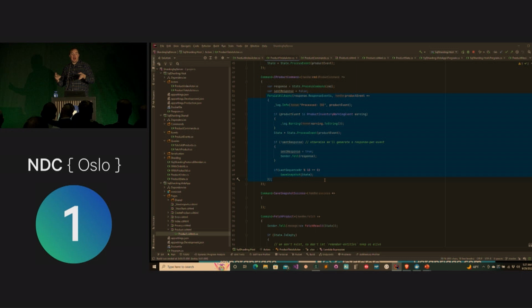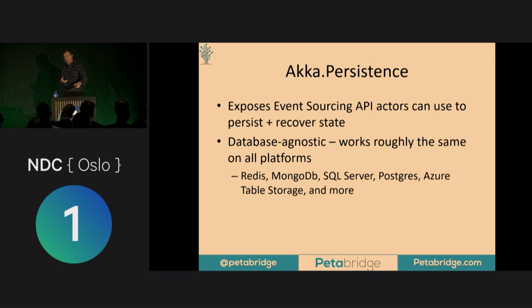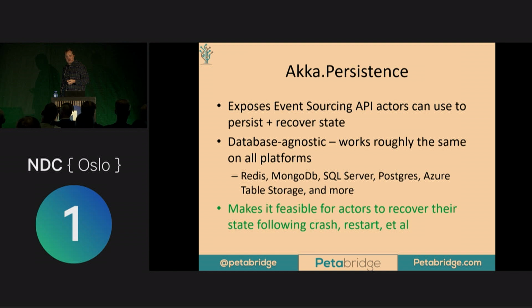We have support for at least a dozen different database types. I've personally worked on all of these ones, and customers have implemented ones for things like Google Bigtable, for instance, or DynamoDB or Cosmos. So Akka.net persistence gives my actors a database-agnostic way of journaling their state using event sourcing and then recovering it the next time they start. And this makes it very feasible for me to have my actors recover their state during a crash or when we're scaling out to another process or in the event that I brought my application offline, had to bring it back up again. It allows my actors to pick up where they left off.